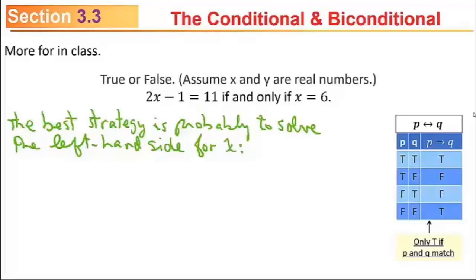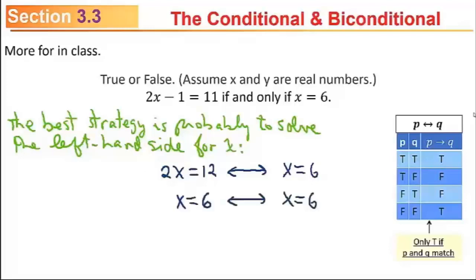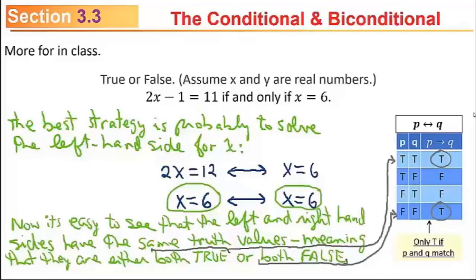So I would say take that 2x minus 1 is equal to 11 and say, well, add a 1 to both sides and divide by 2, and you end up with x equals 6 if and only if x equals 6. Now, obviously, they're going to match, right? Because you've got the exact same thing on both sides, so how can they not match? It's easy to see that those left and right-hand sides are going to match all the time.